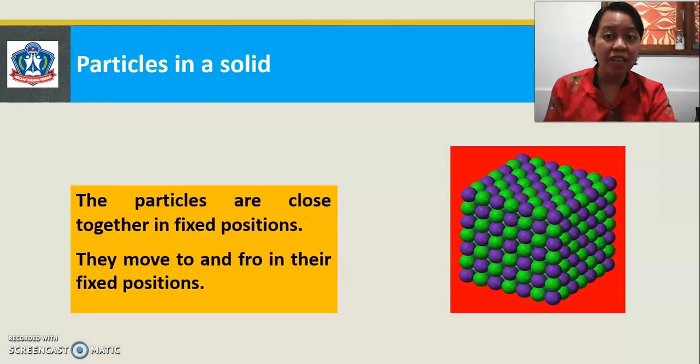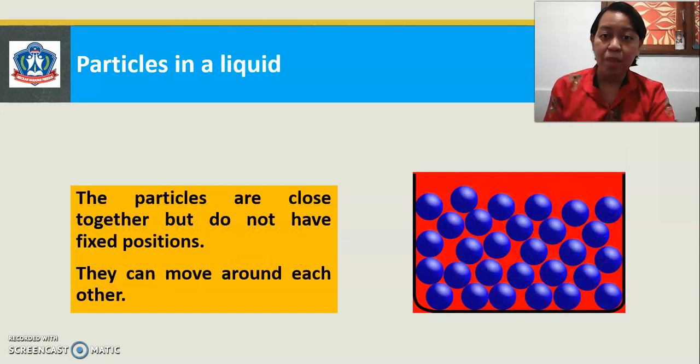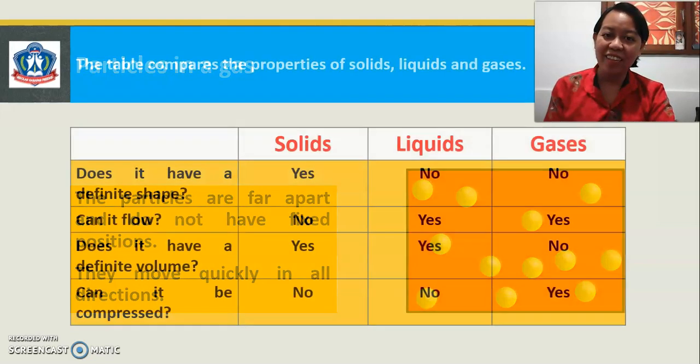Particles in a solid. The particles are close together in fixed positions. They move to and fro in their fixed positions. For a liquid, the particles are close together but do not have fixed positions. They can move around each other. And for gas, the particles are far apart and do not have fixed positions. They move quickly in all directions.